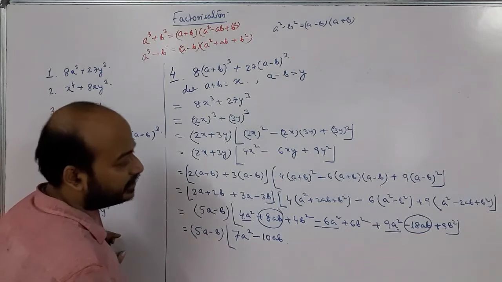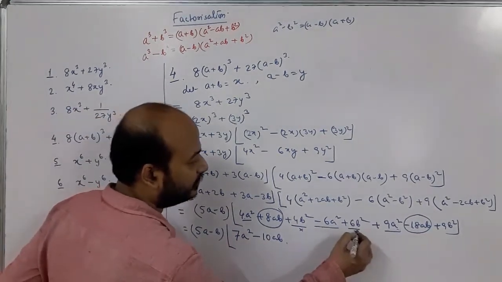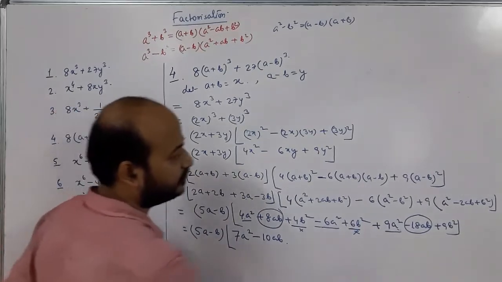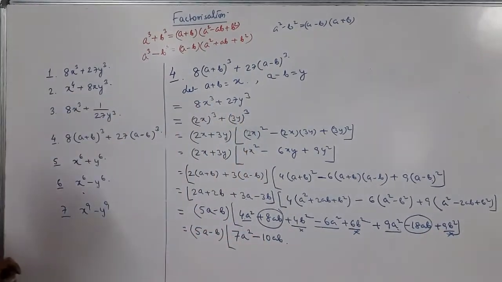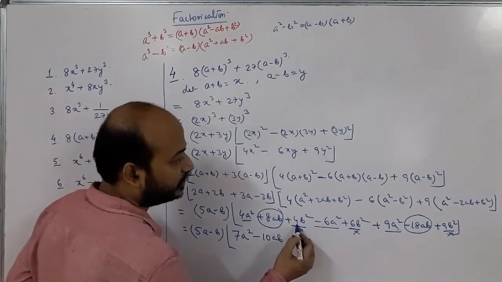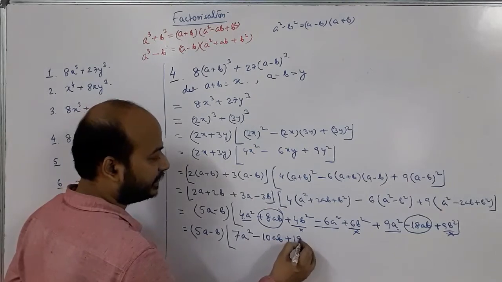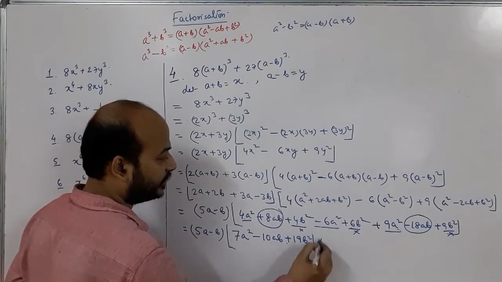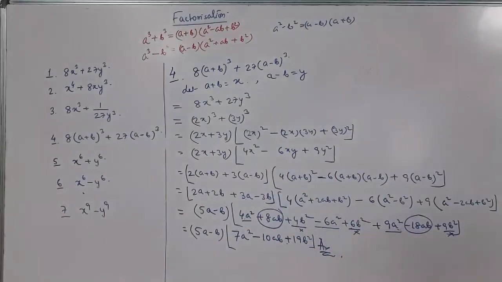Okay, and now what is left? b square. So b square is here, and b square is here also, plus 6b square, and b square is here. So now everything is over. So we can say it is 6 plus 4 is 10, 10 plus 9 is 19b square, and that is the answer. Okay, understand?